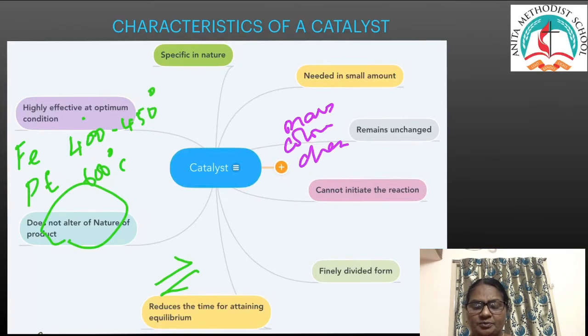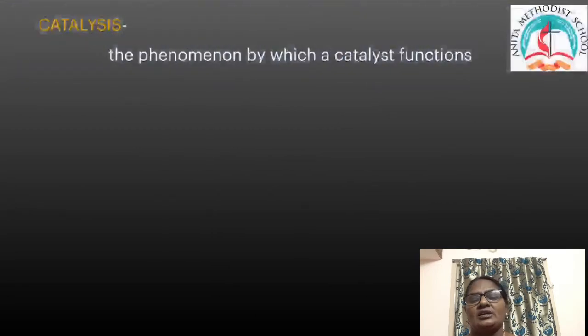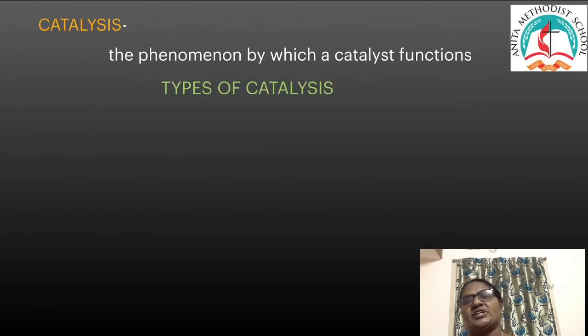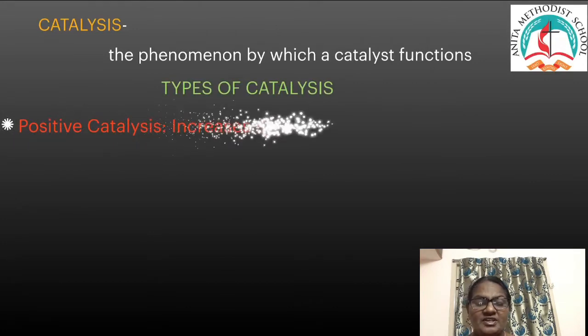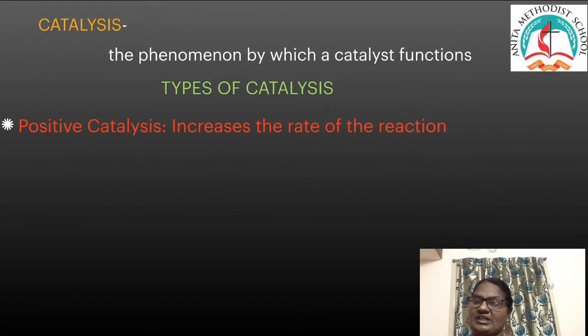Let's move on to how the reaction takes place. The process by which a catalyst enhances a reaction is called catalysis. There are different ways a catalyst can do this. We are using the word only alter. Now let's see. Depending upon how it alters the reaction, we have different types of catalysis. The first one is positive catalysis. Here the catalyst increases the rate of the reaction. So when I add a catalyst, it increases the speed of the reaction. Then I call it positive catalysis.